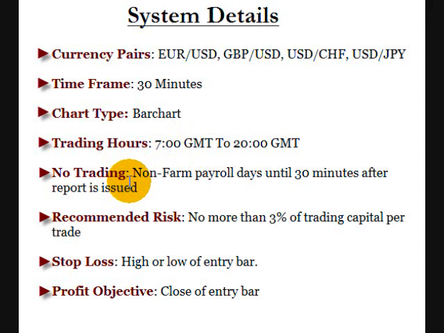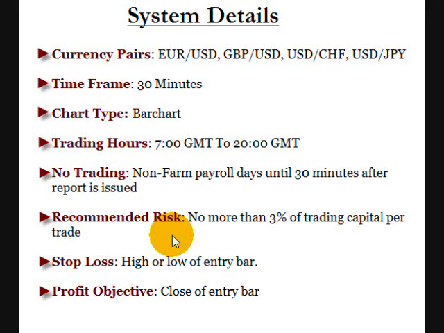No trading on non-farm payroll days until 30 minutes after the report is issued. Obviously, there's no point in trading up until the point where non-farm payroll is issued, because the market's just not moving anywhere. And then in the first 30 minutes after it's issued, things are crazy, so you want to stay out. And then about 30 minutes after that, you might have some very good opportunities. So that's important as well. Recommended risk level, no more than 3% of trading capital per trade.